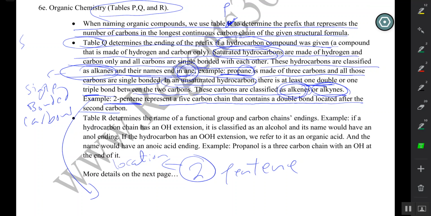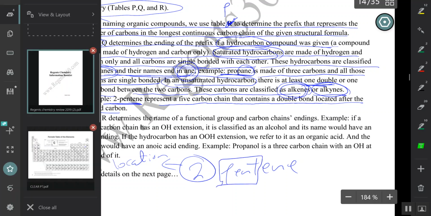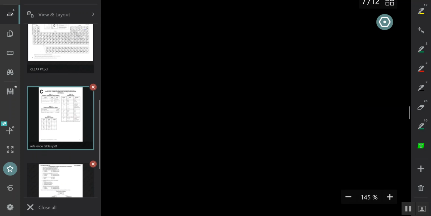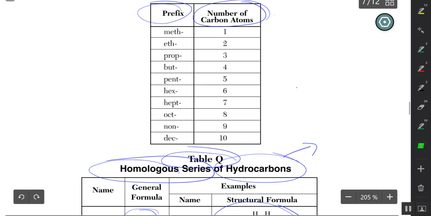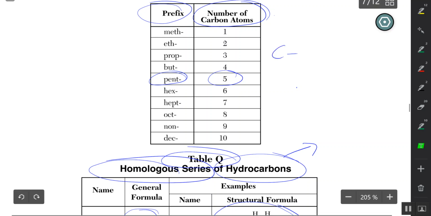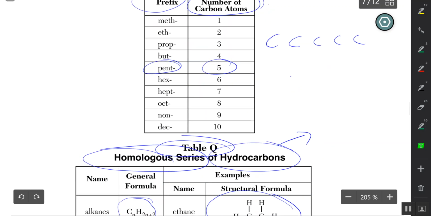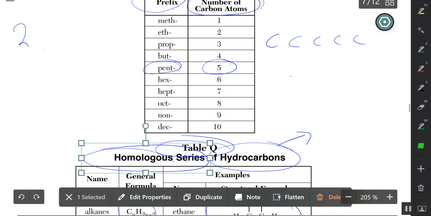So what's the carbon chain? Here's the prefix for it, pent. We can go to table P to identify what this means. If we have a pent, we have a 5 carbon chain. So pent means 5 carbon chain. So here are 5 carbons: 1, 2, 3, 4, 5. We had 2-pentene. Pent is 5 carbons. We got this out of the way.